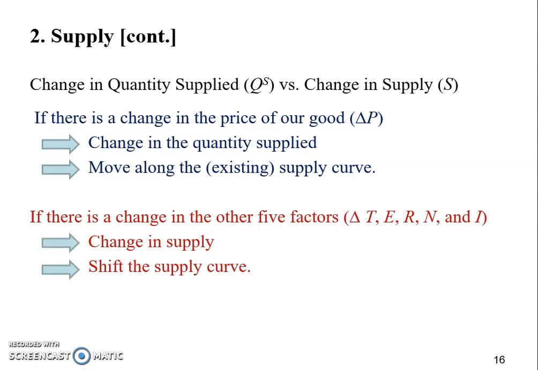If there's a change in any of the other 5 factors, a change in technology or technological innovation, sellers' expectations on future prices, the prices of related goods in production, the number of sellers, or the input cost, then we change the supply because we end up with a new relationship between the price and the quantity supplied. On the graph, we shift the curve.